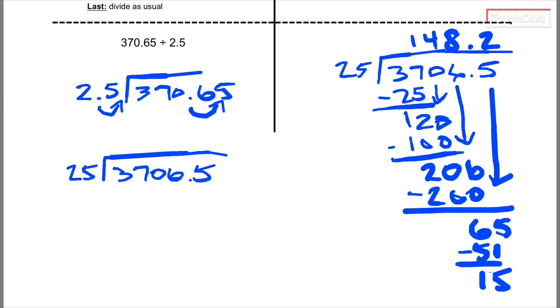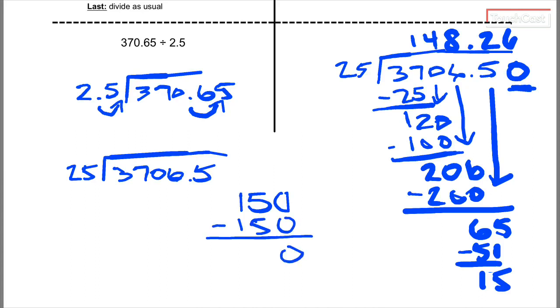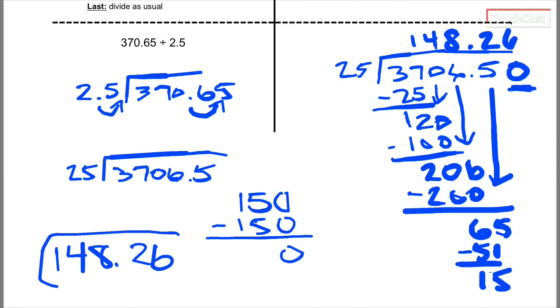Okay, and I'll pick this up here in the middle. So we would have to add a 0. We had a remainder of 15. That's the 0 that we brought down, this 0 right here. 25 goes into 150 6 times. 6 times 25 is 150. So we don't have a remainder, therefore our final answer is 148.26.